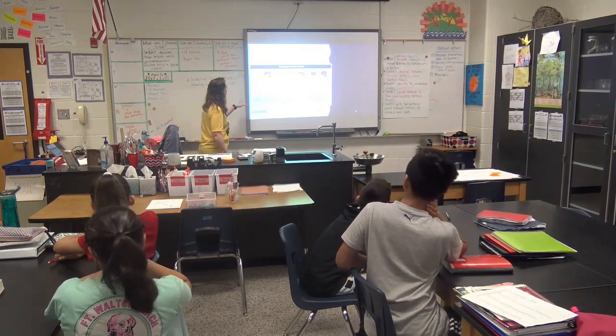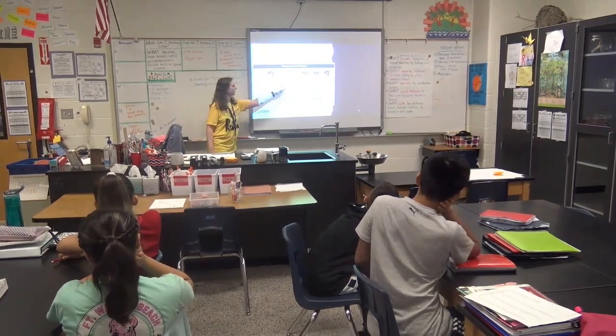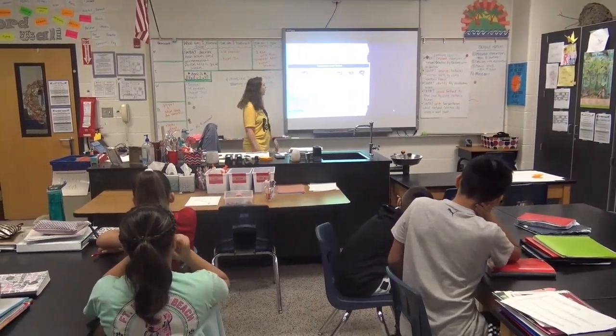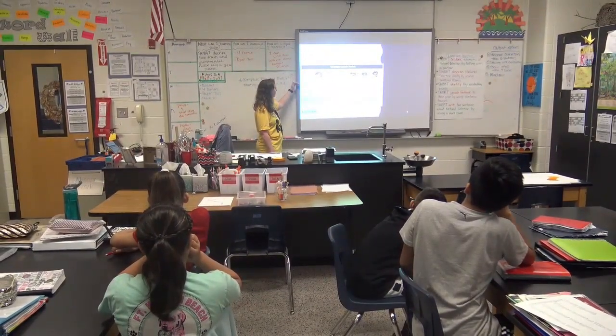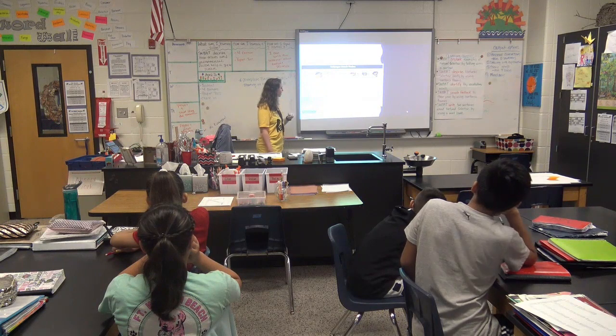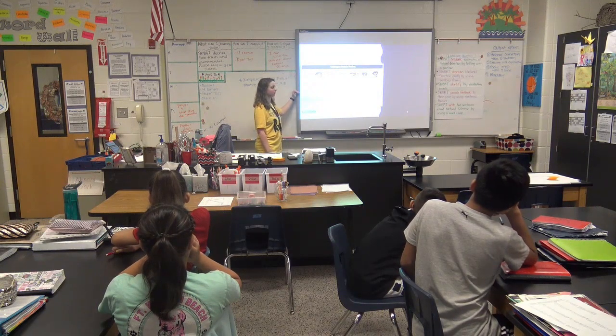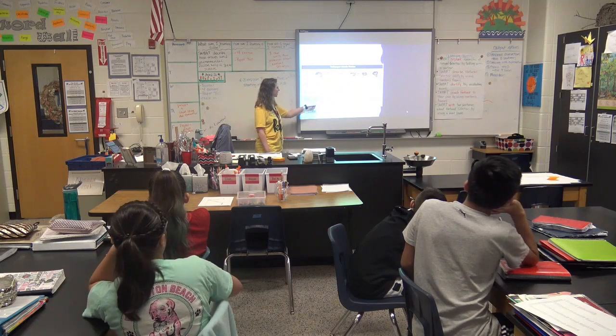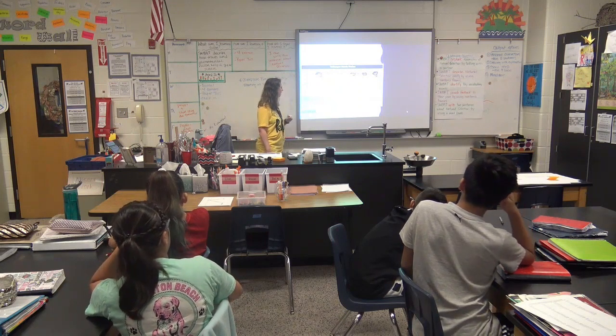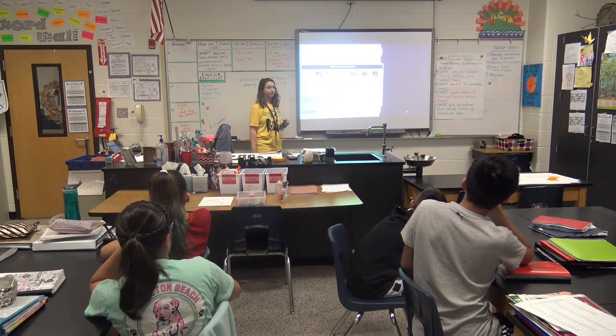So looking at our chart, we have 6 different types of finches here. Our chart tells us the beak shape. It tells us the name of the finch. It tells us the main food source, the feeding adaptation, meaning what type of beak does it have, and the habitat it lives in.